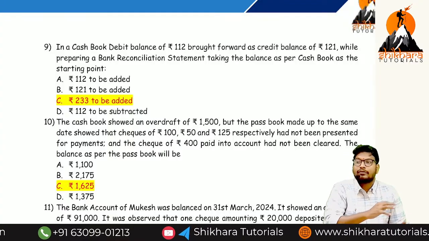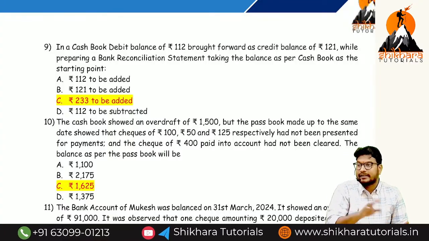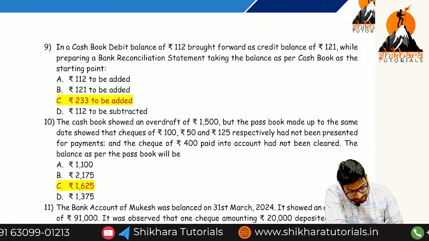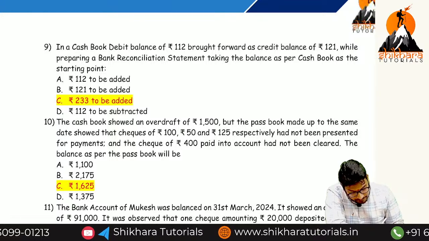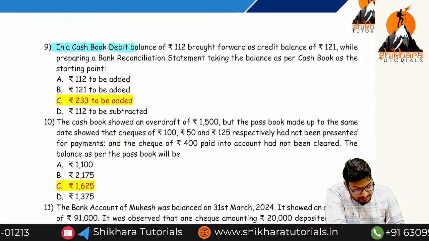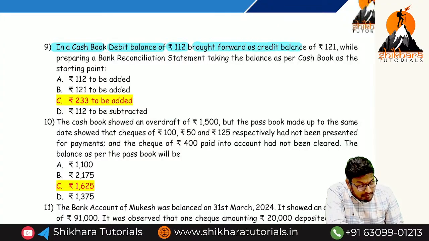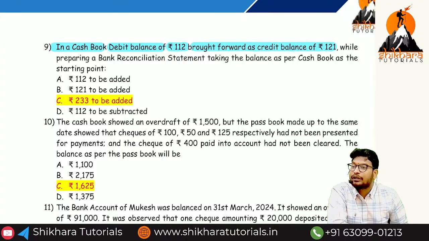So what are they recording, ma? The transaction in a wrong manner, either debit instead of credit, like that. But here what is happening? See this one, ma. In cash book, debit balance of rupees how much, ma? 112 brought forward as what, ma? Credit balance of rupees 121.